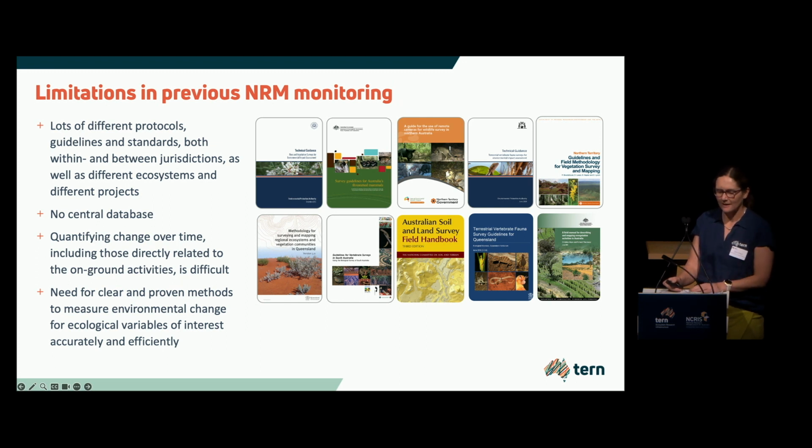I've thrown here some examples of the documented survey guidelines that are around. There are literally hundreds. We did a big research into identifying everything that was used. So just acknowledging that there isn't one consistent method, and that's what we're aiming towards now.